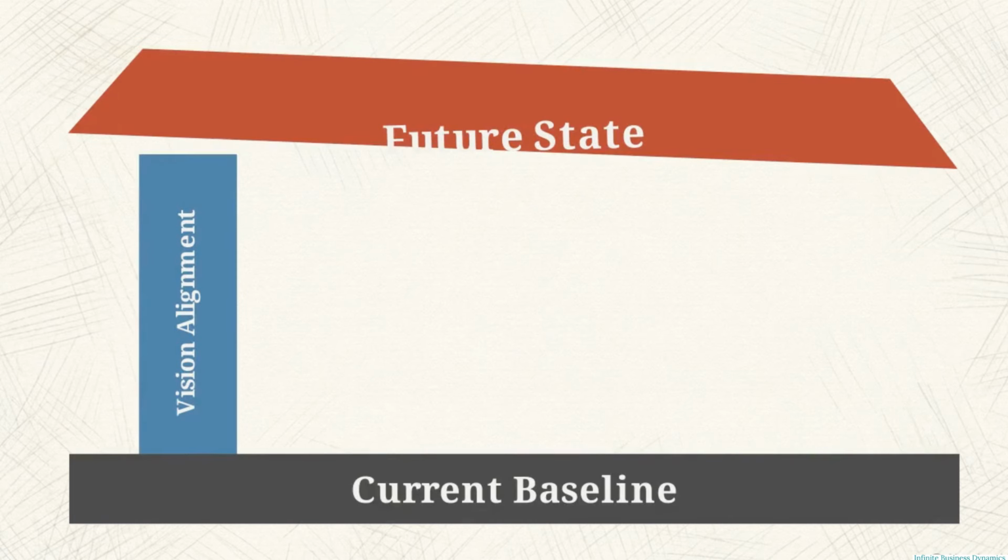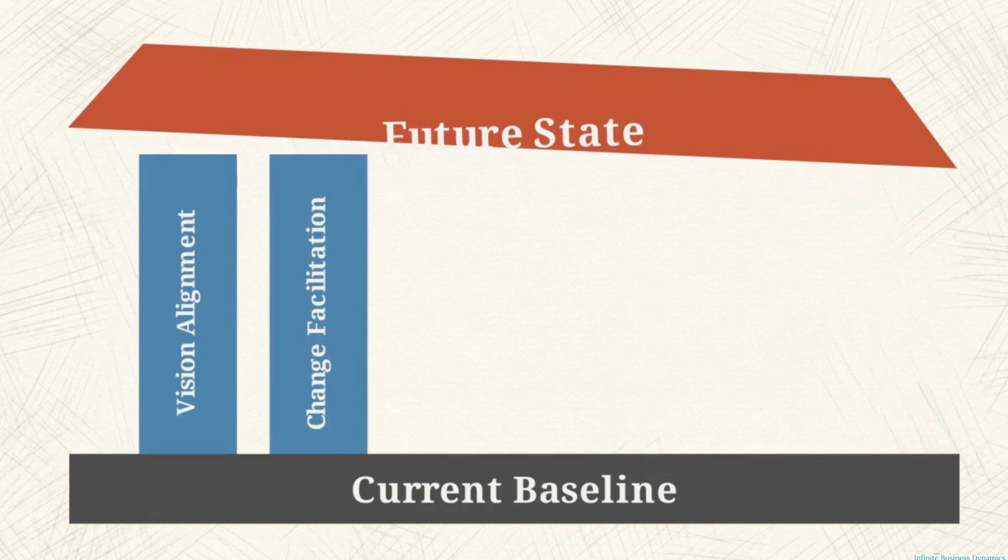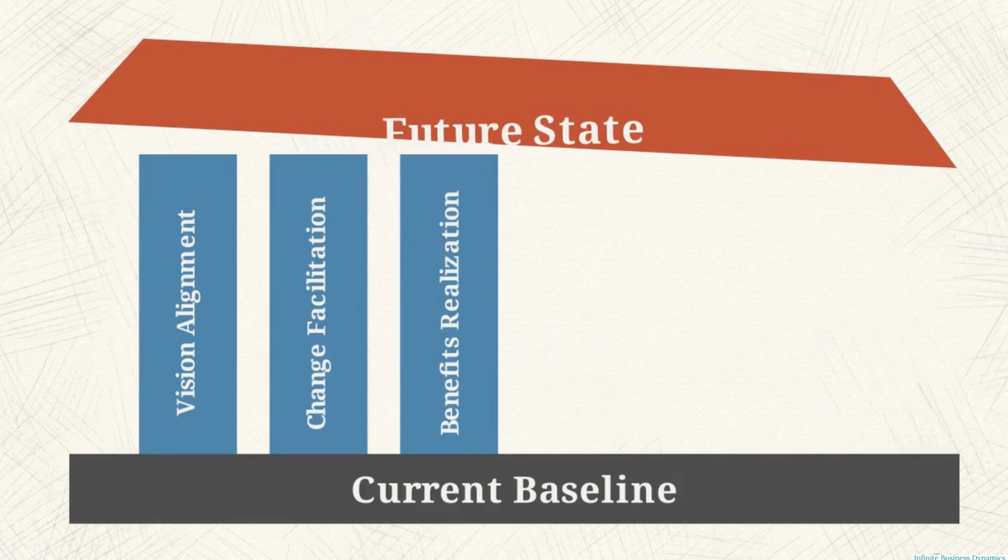The first is vision alignment. Every task and expenditure must justify its existence against the business case. The second pillar is change facilitation. Project managers use structured frameworks like ADKAR to guide stakeholders across the transition gap. The third pillar is benefits realization. We measure success by verifying the delivery of actual business value instead of just budget compliance.